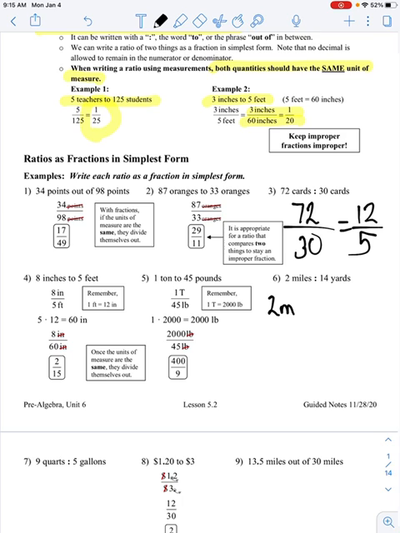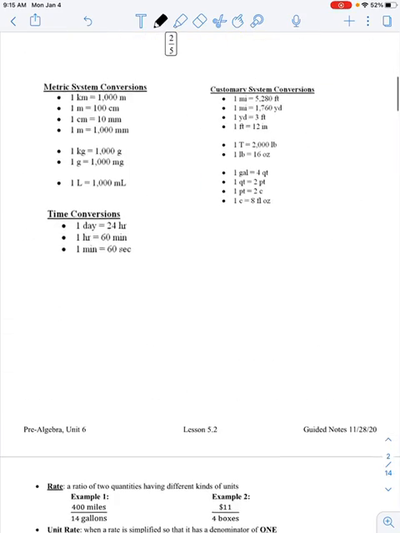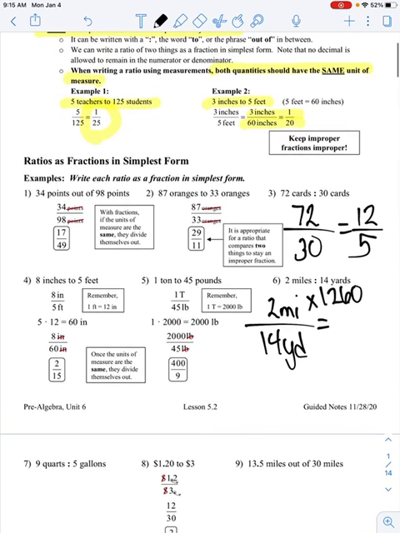We have 2 miles for 14 yards. So we're going to convert our miles to yards because we're going to go with the smaller unit. So we're going to times this by 1,260. That's how many yards are in a mile. Actually, let me look here at the bottom. 1760, it should be 1760. Sorry about that.